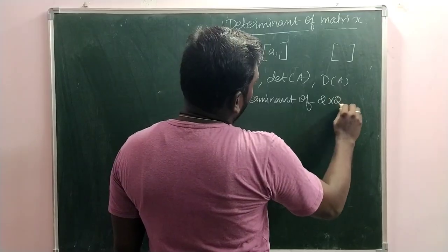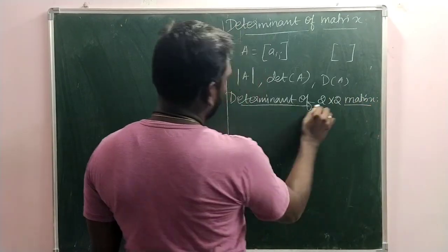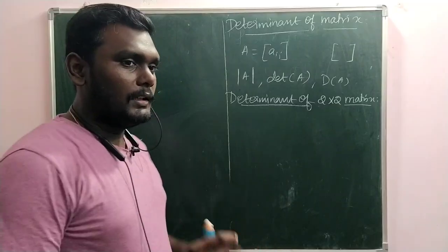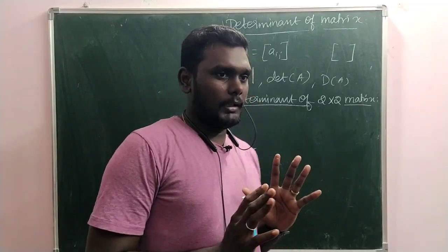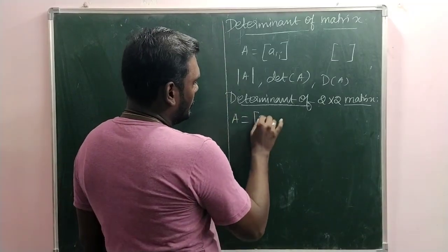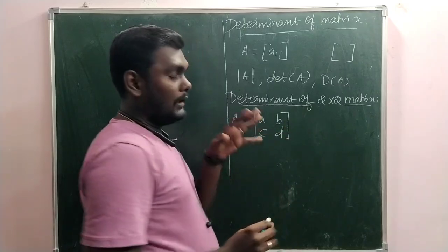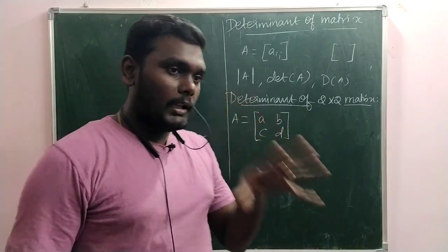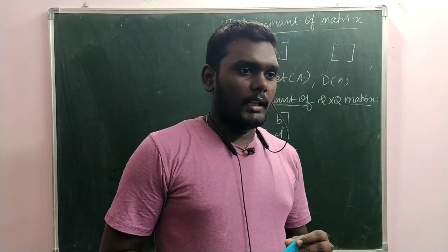Determinant of 2 by 2. Yes, it is not a function, it is a value of a matrix, a unique number. So let us take this 2 by 2 matrix, A, B, C, D. Keep in mind that only for a square matrix can we take the determinant, and not for any other type.